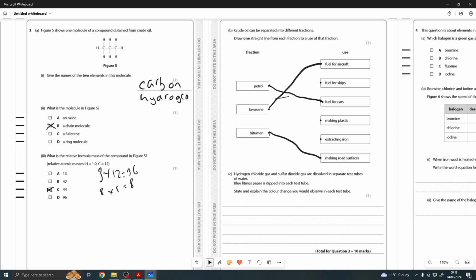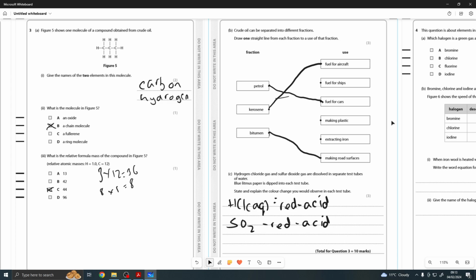Now it says, hydrogen chloride gas and sulfur dioxide gas are dissolved in separate test tubes of water. Blue litmus paper is dipped in each test tube. What would you see? Well, hydrogen chloride gas, HCl aqueous, because it's dissolved in water now, would go red because it's an acid. SO2 gas, aqueous, would also go red because it's an acid. Remember, sulfur dioxide dissolves in water to make an acidic solution, acid rain.